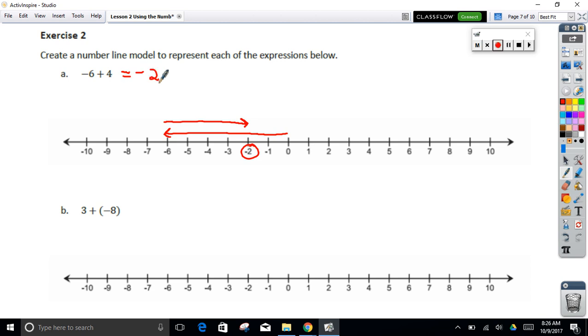Excellent. Taryn, can you explain part B? From 0 to the right 3, and then go from 3 back 8 to the left. Okay. And up to 5. Good. Whoops, I went too far.